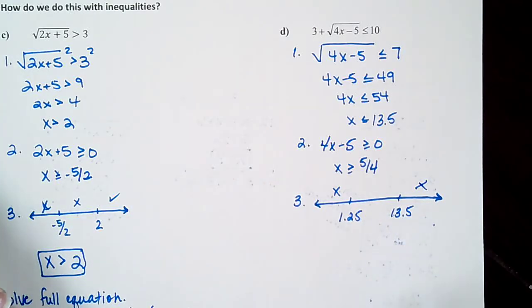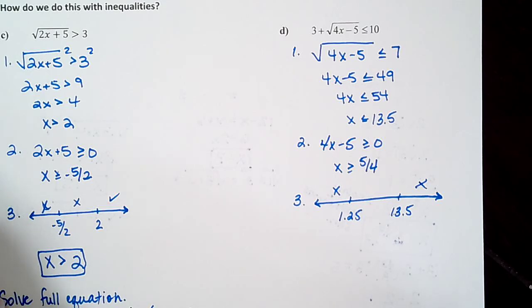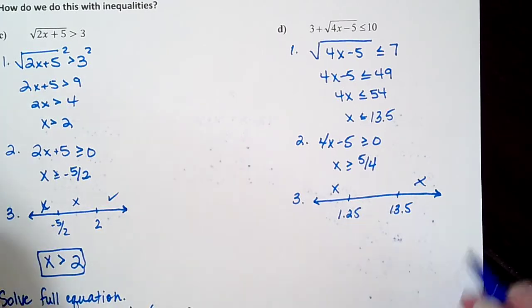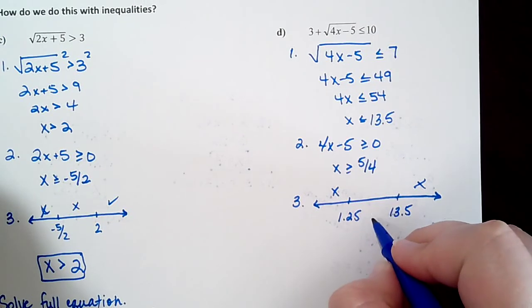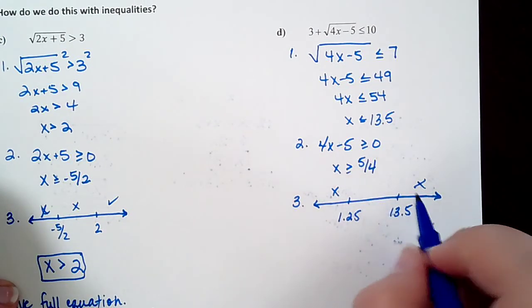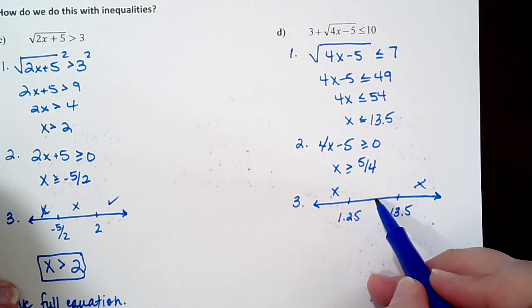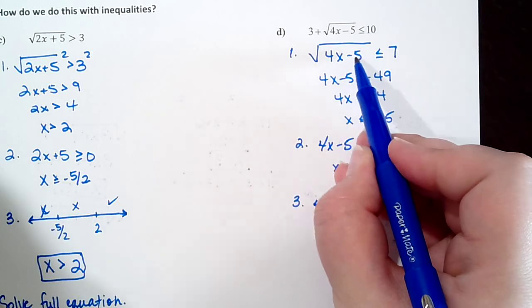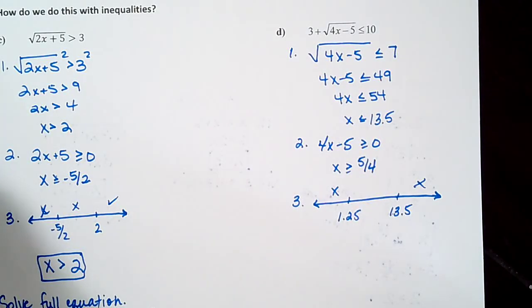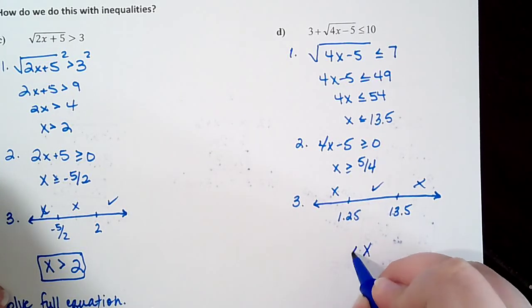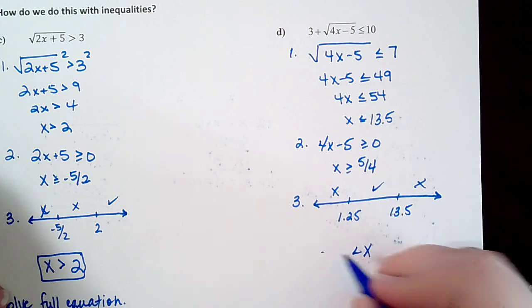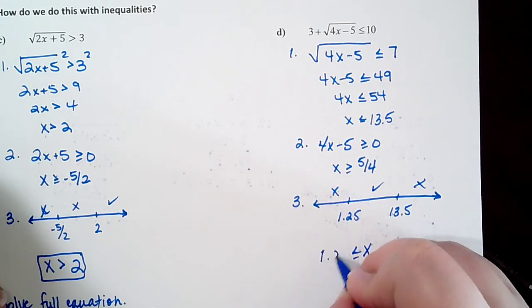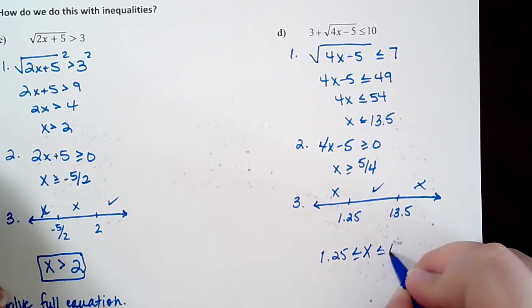Throw a number in the middle here. What number did I use last time? I don't remember. I know that it works, but I don't remember what number I checked. Let's throw 6 in there. Close enough, right? 6 times 4 is 24. 24 minus 5 is 19. Square root of 19 is definitely smaller than 7, so that section works. In this case, my x is both greater than or equal to 1.25 and less than or equal to 13.5.